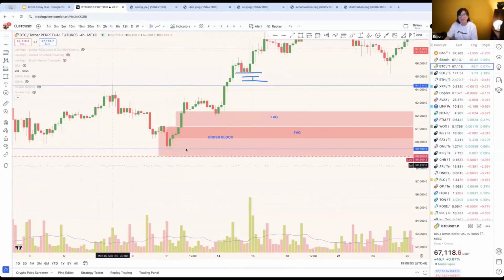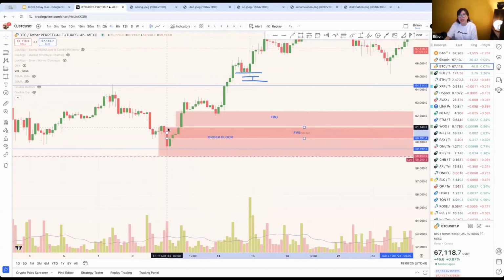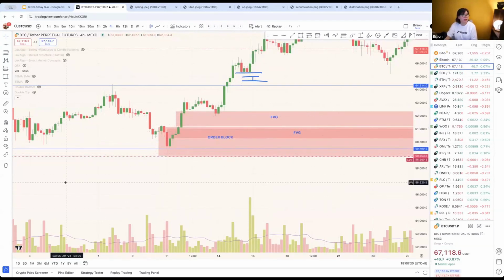Bosses, the impulse breaks the structure. It still has the inducement. You still have the FVG. Although it is mitigated, no problem for FVG. But an order block cannot be mitigated. Once it is mitigated, no count. So for this area, the order block is here because this candle has equal lows and highs. So this is the area. I will still mark this whole area.